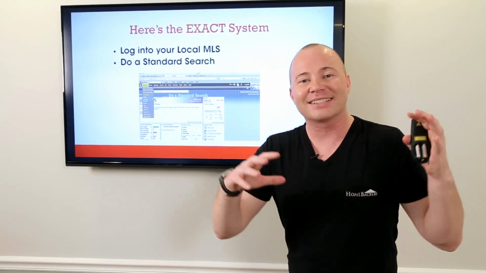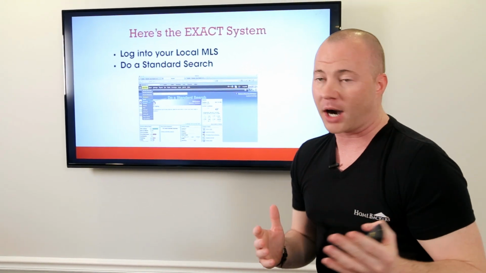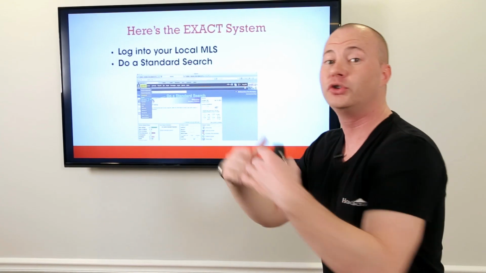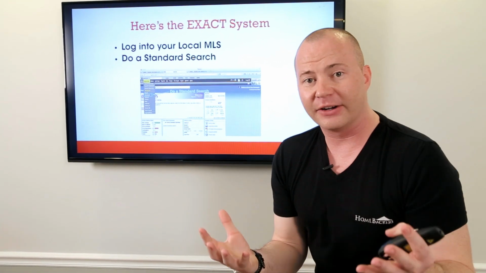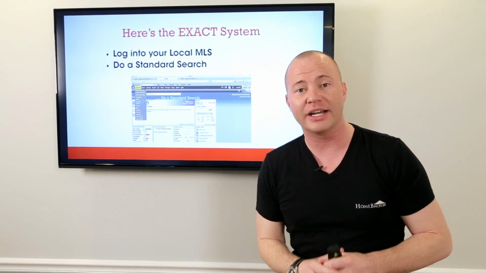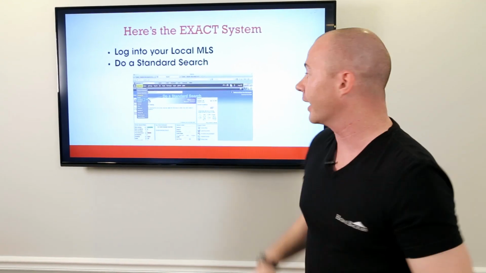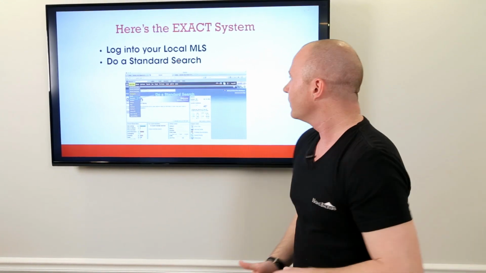Now here's the exact system that we use to find out where you need to be flipping properties. First of all, you have to log into your local MLS. All MLSs are different, so these screenshots that you see right here may be different than what your MLS looks like. Log into the MLS and do what's called a standard search.